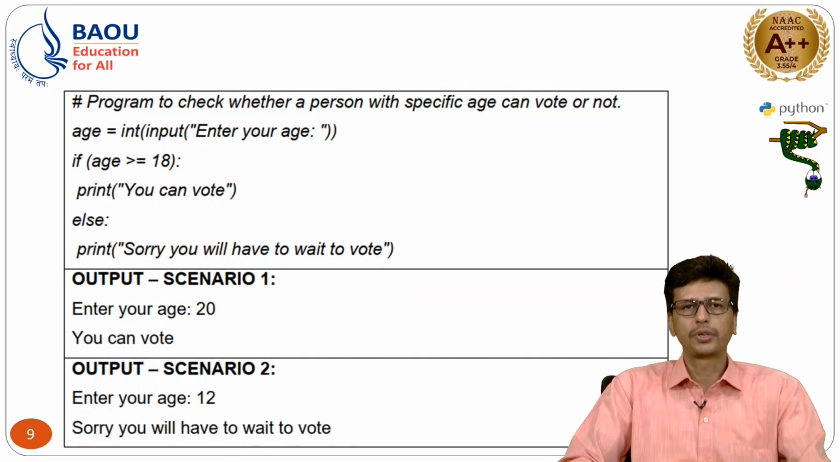You can see the output in two scenarios. In scenario 1, the age entered is 20, which is obviously greater than 18, so the person is eligible for vote. In the second scenario, we have entered the age 12, which is less than 18, so the person is not eligible. So that is all about the if else statement.